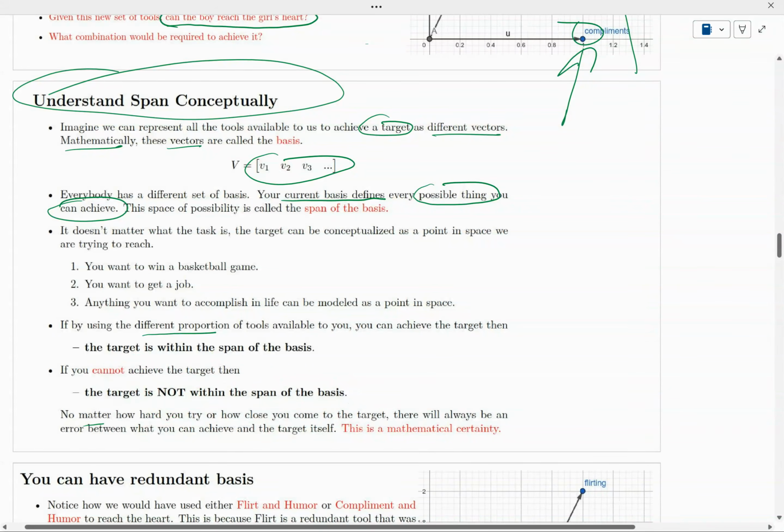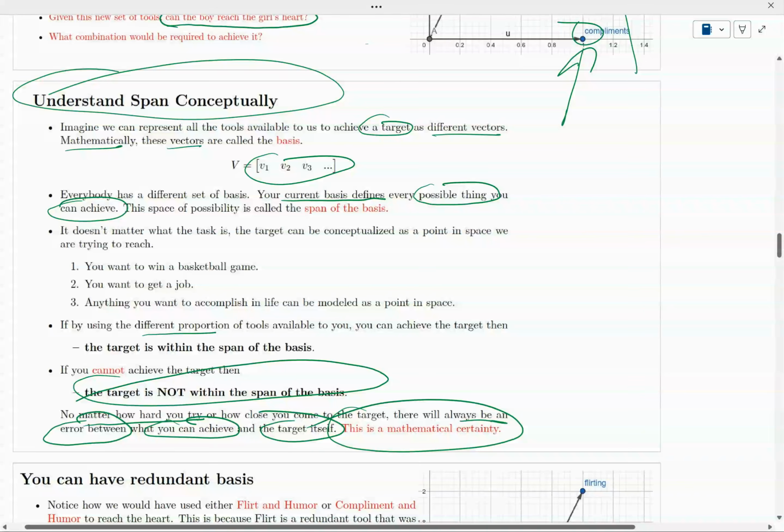Okay? So no matter how hard you try, how close you come to the target, there will always be an error between what you can achieve and the target itself, if the target is not within the span. So if it's not within the span, you can never ever achieve it. And this is a mathematical certainty. Okay?